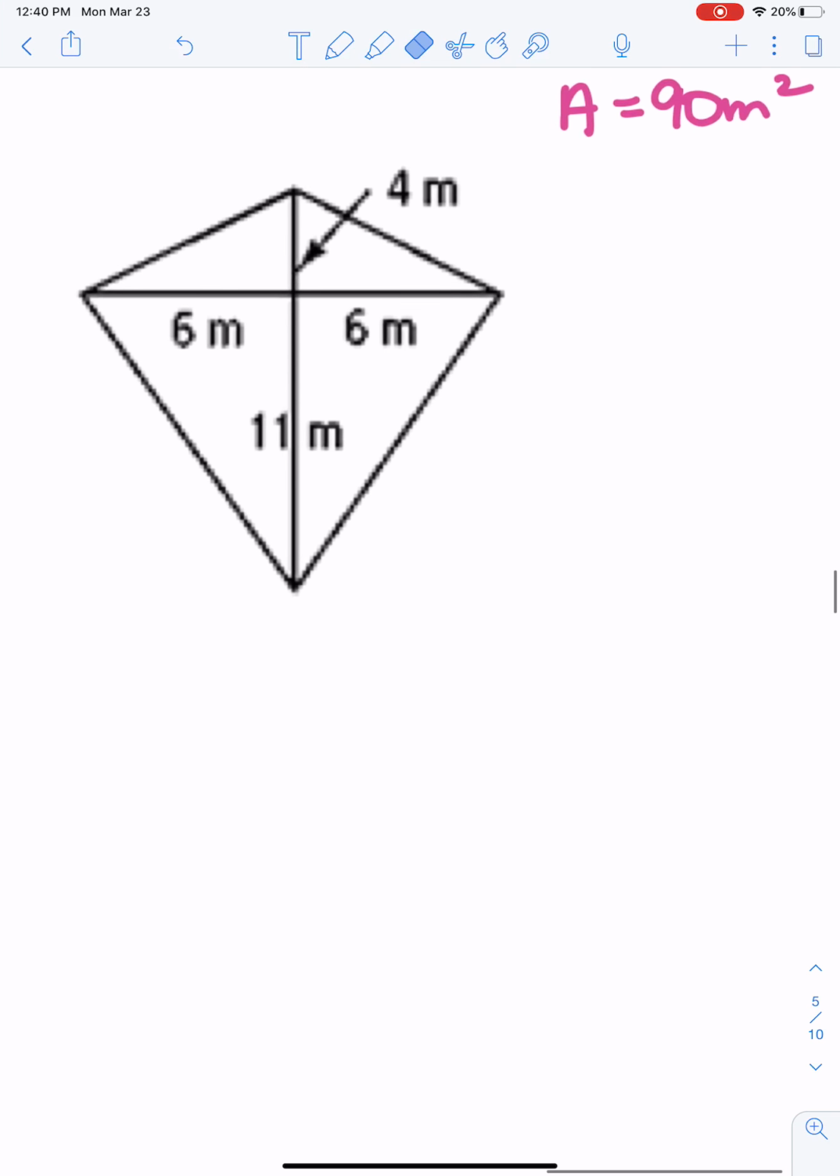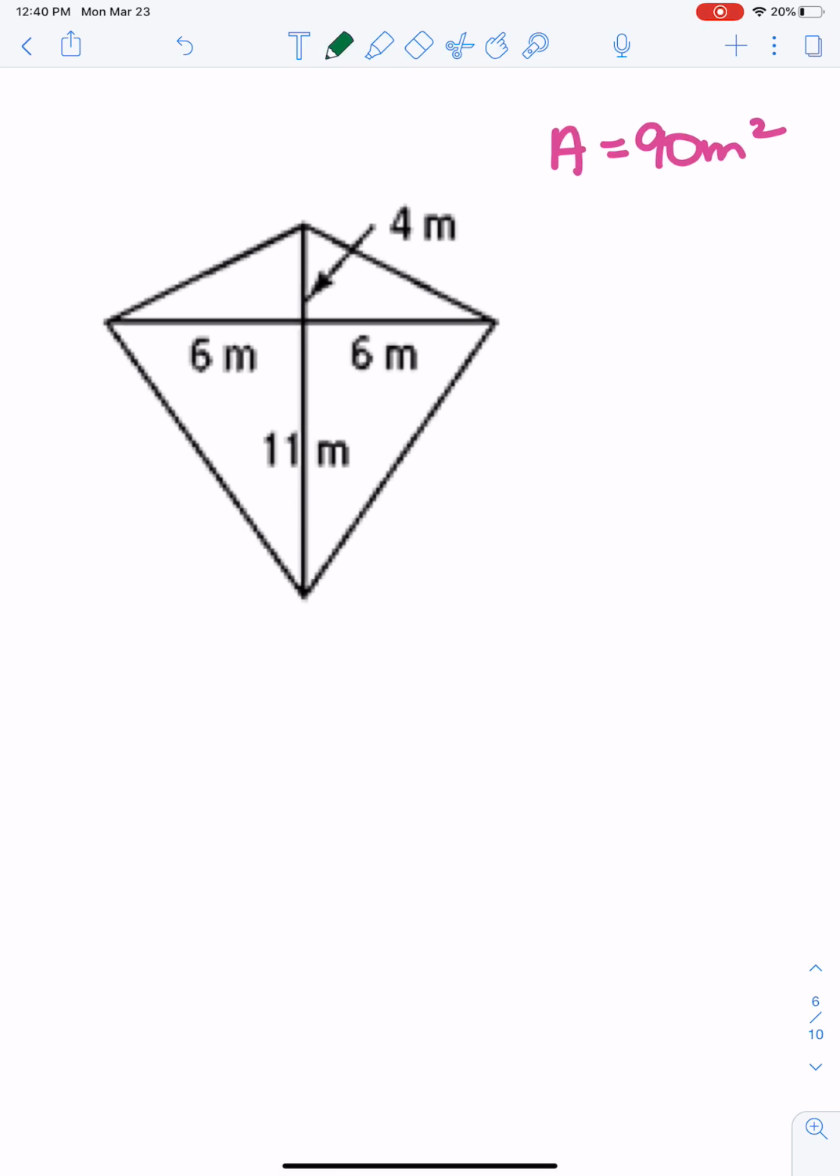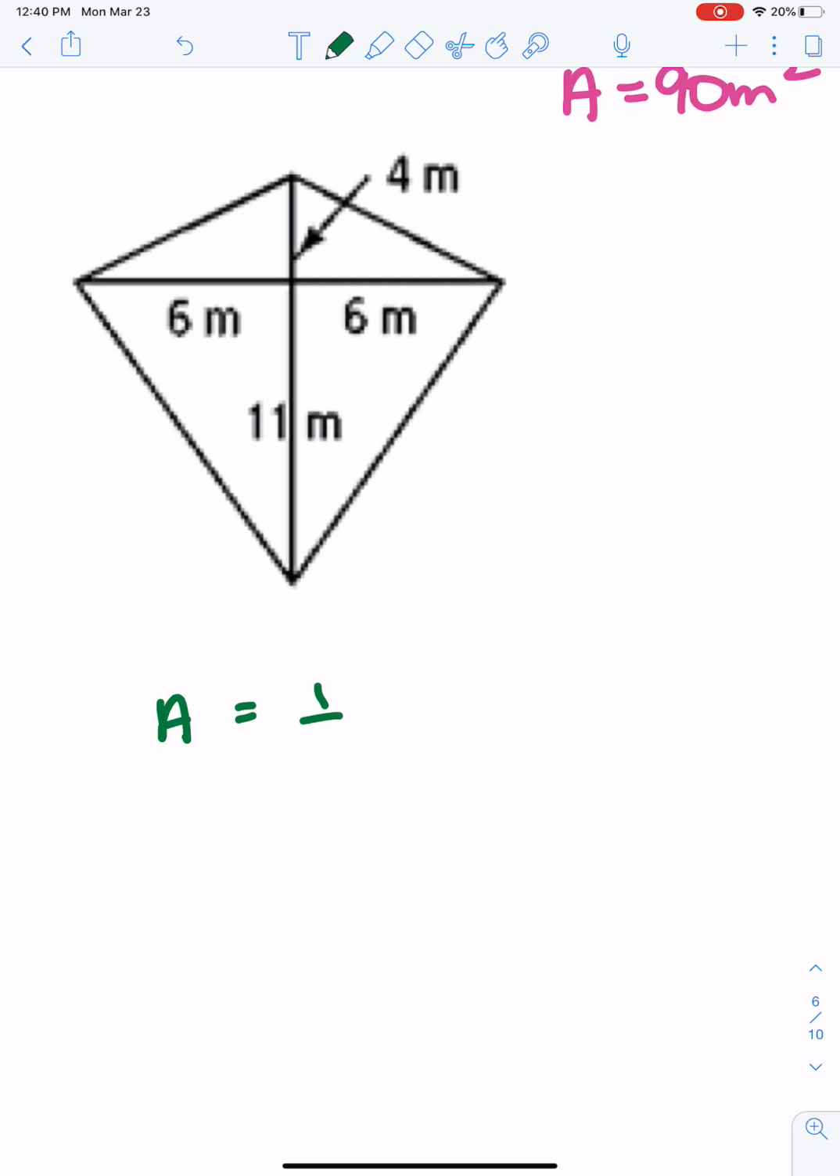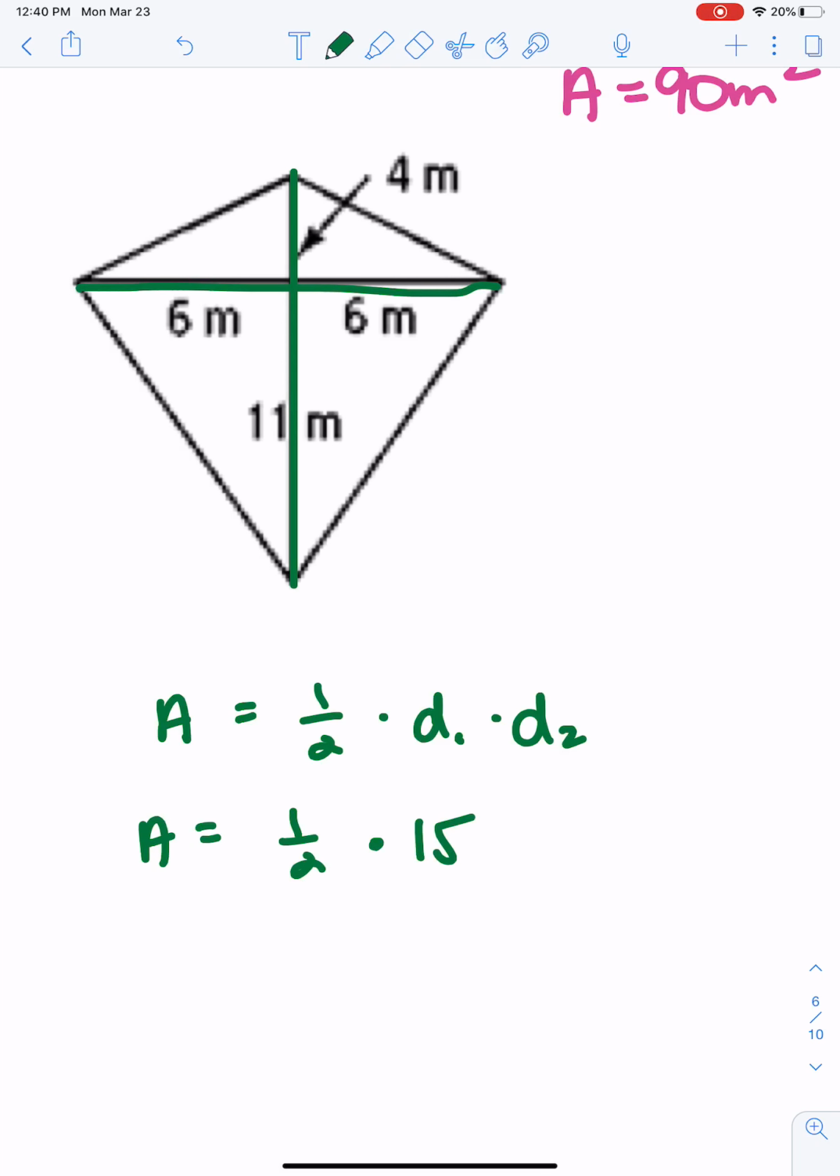Okay, this one, we're going for 90 meters squared. So again, our area is 1/2 times diagonal 1 times diagonal 2. Diagonal 1 is 4 plus 11. So that gives us 15. And diagonal 2 is 6 plus 6, or 12. Gonna multiply all that together, and I should get 90. Perfect.